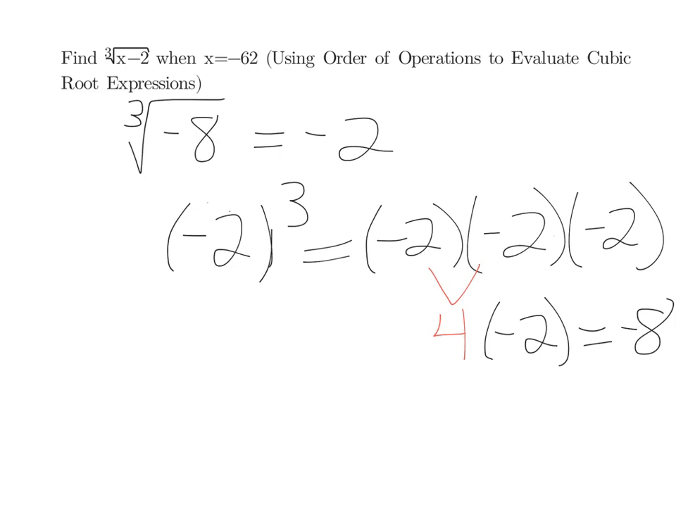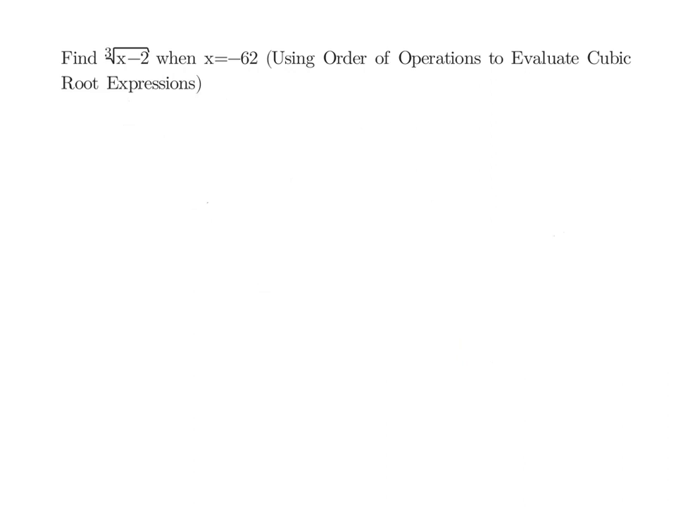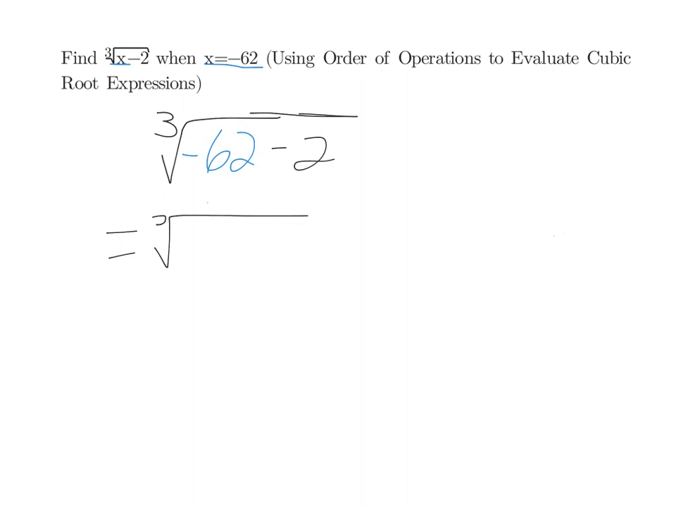So let's go ahead and attempt the problem we have in front of us. So here they want you to find the value of the cubic root of x minus 2 when x is negative 62. So again, we're going to replace negative 62 wherever there's an x. So I have the cubic root of negative 62 minus 2. Okay, so order of operations, we do parentheses first, or in this case, what's inside the cubic root. So negative 62 minus 2, well, that is negative 64.